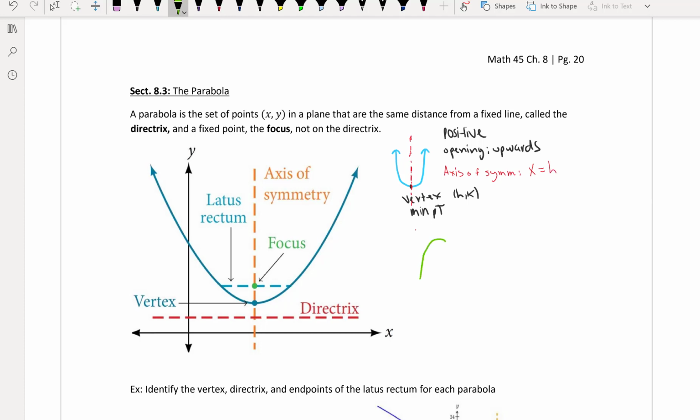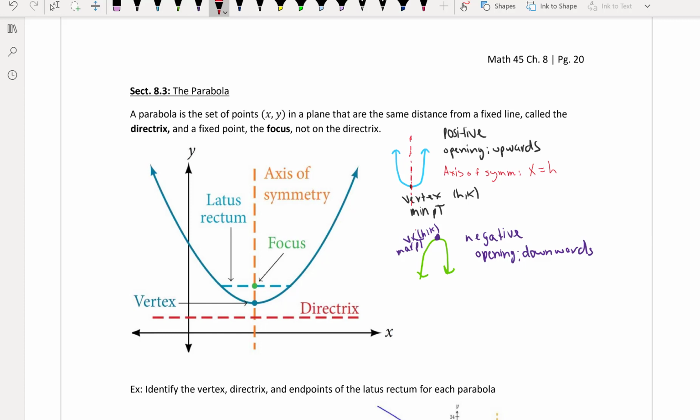Likewise, we've also had some information about a negative parabola. Actually, let me change colors here. We can also say that this opening is downwards. And so if we're thinking about the parabola and the vertex, there's my vertex. It's still my h, k. And at this point, it's going to be my maximum point.